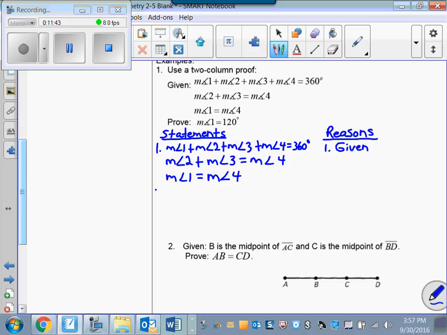All right, well now we got to do something here. What are we trying to prove? We're trying to prove that the measure of angle 1 is 120 degrees. All right, so I got to look at what I'm given, and guys, the important thing to remember about proof is that sometimes you just have to start writing things that you know to see if it gets you where you need to be. If it doesn't, then you have to backtrack and erase and try another plan.